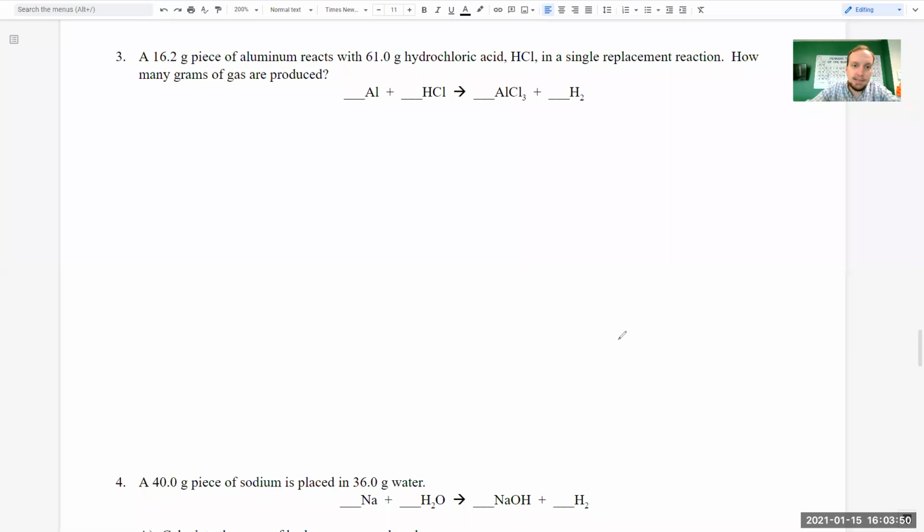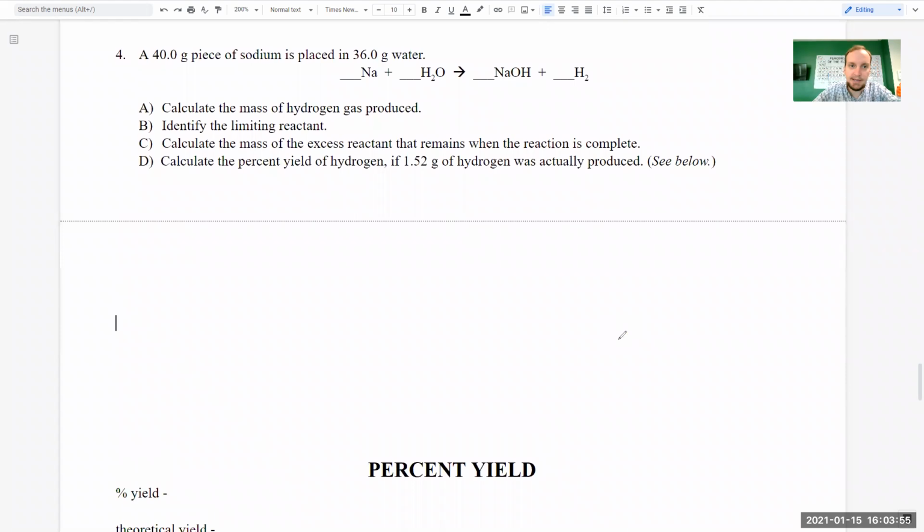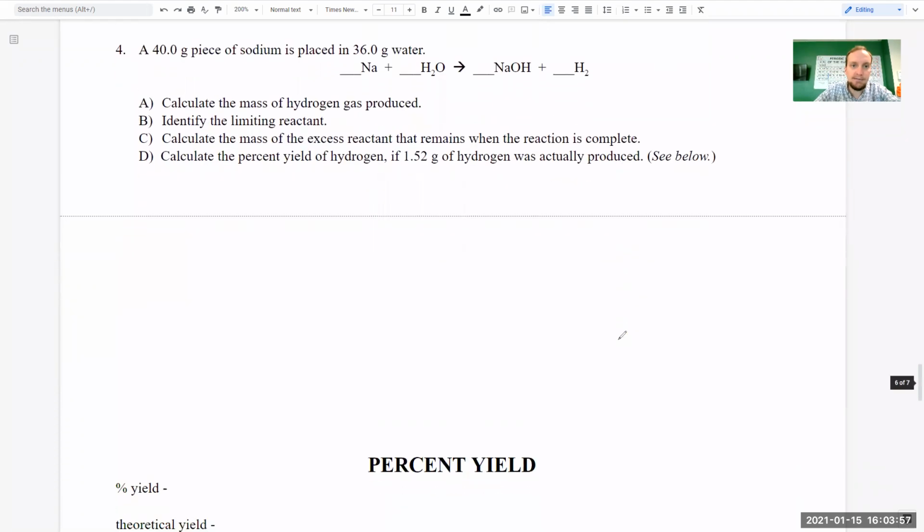All right, on to the very last one. The very last one, we have number 4. I'm going to give myself a little more space. Number 4, what we have here is, of course, an equation. So let's go ahead and balance that one first.